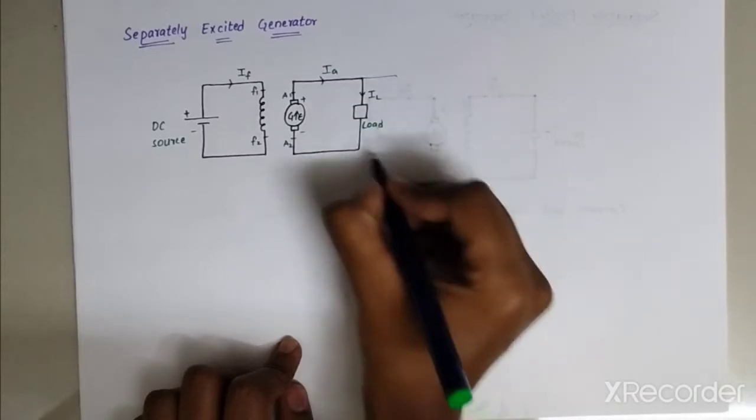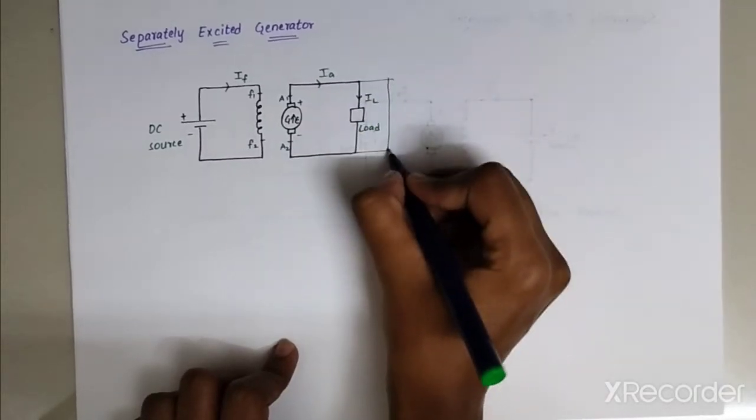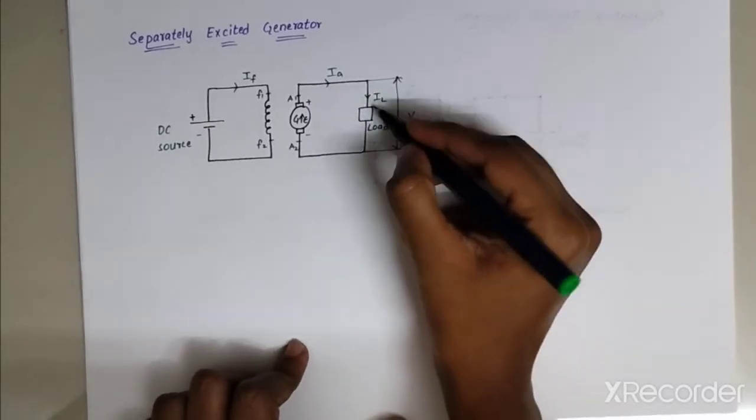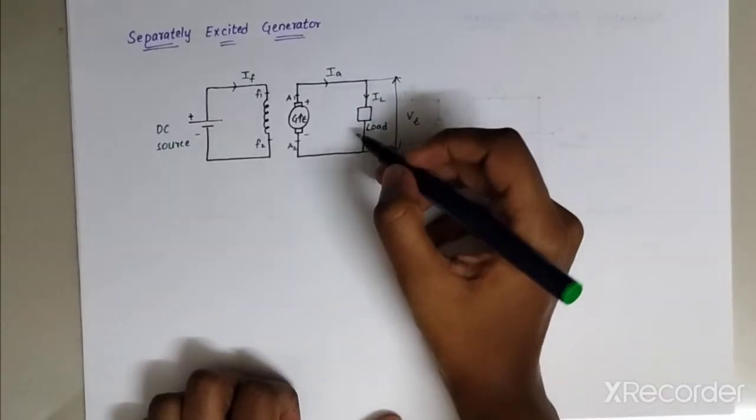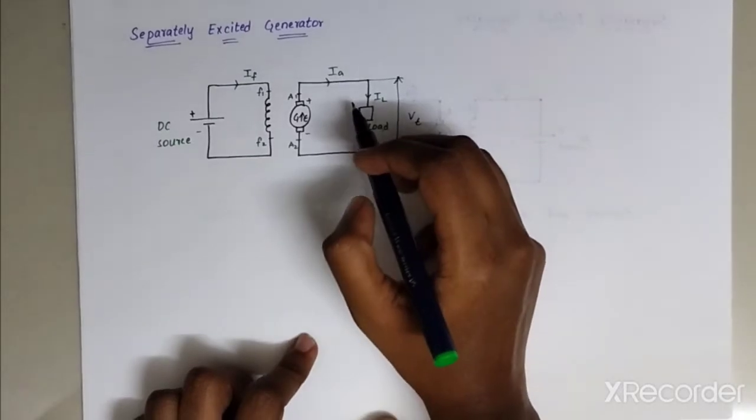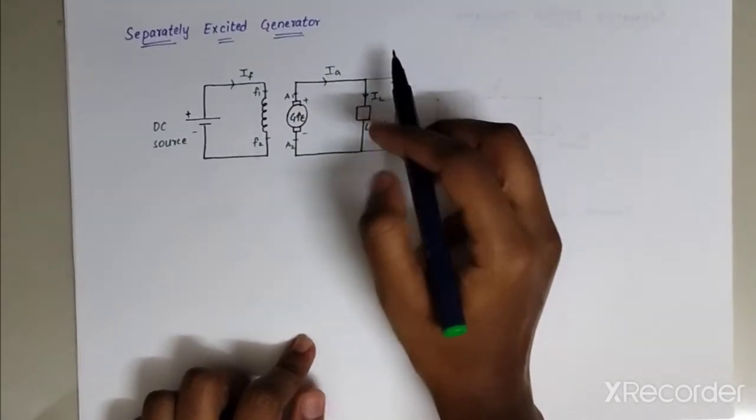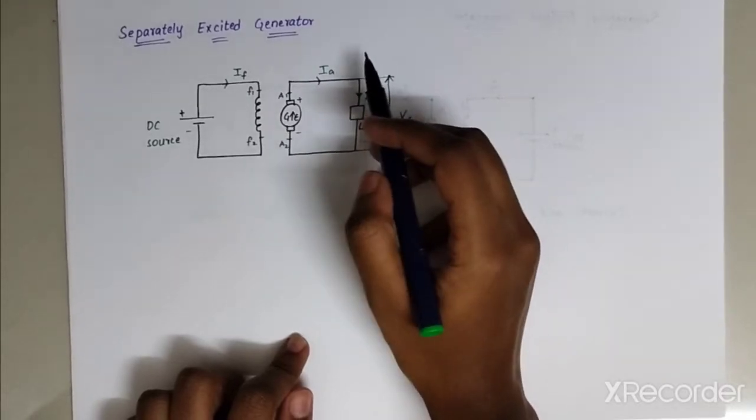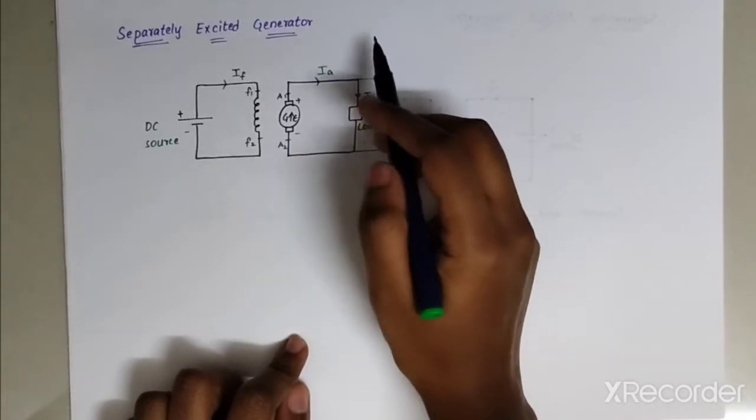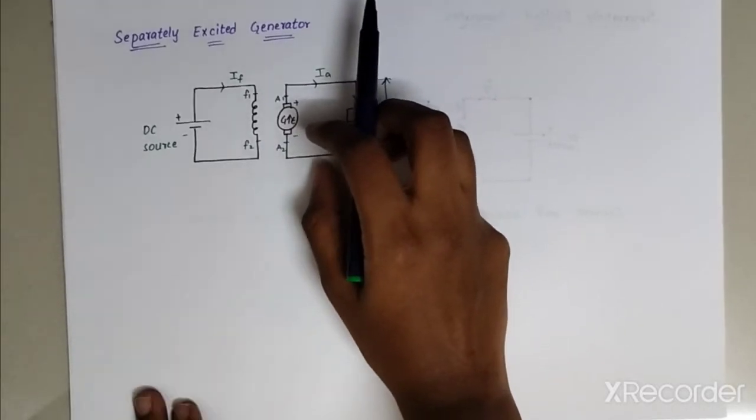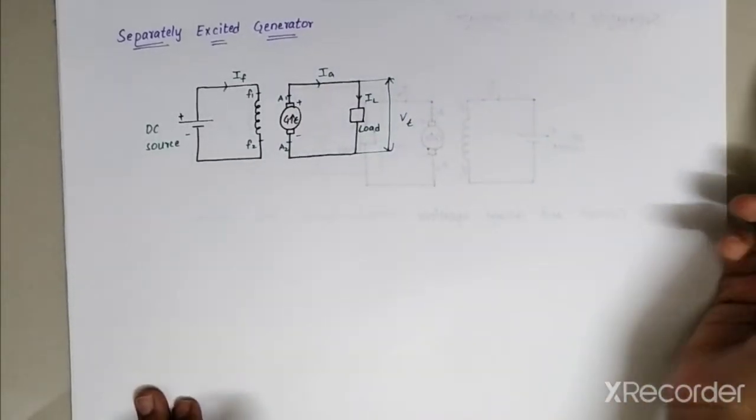And here VT is the voltage across the load. This type of DC generator is generally more expensive than self-excited DC generators because their applications are restricted. They are generally used where the use of self-excited generators is unsatisfactory.